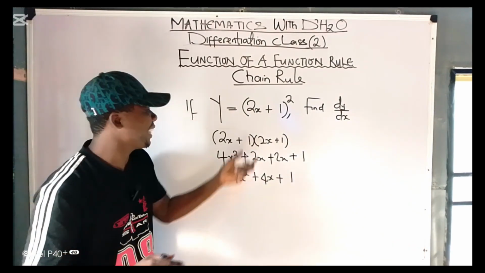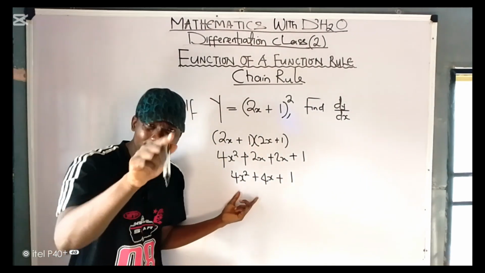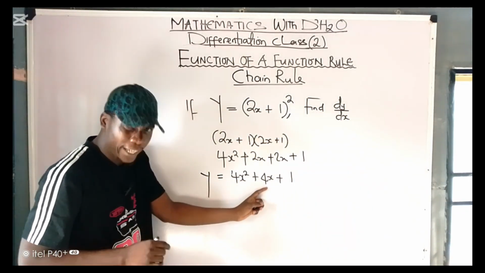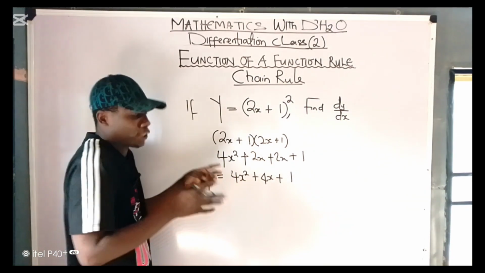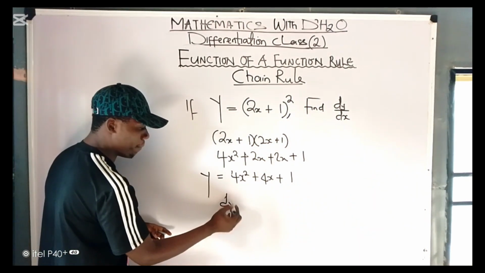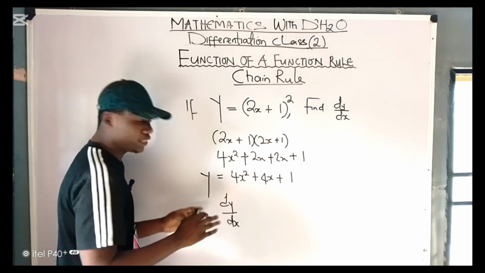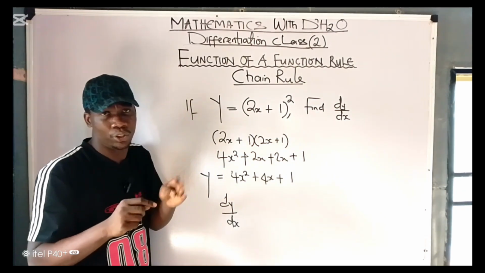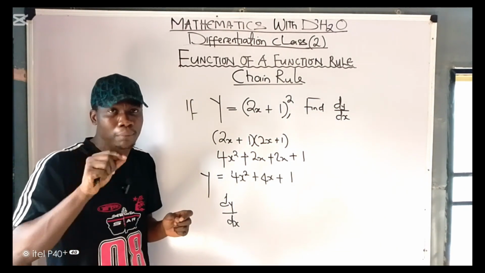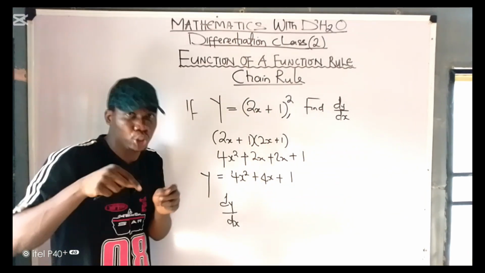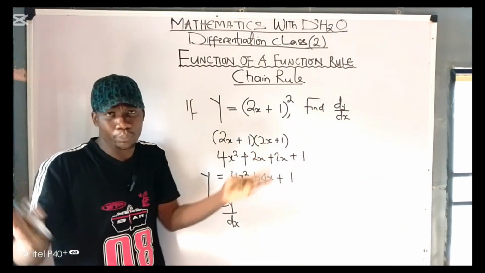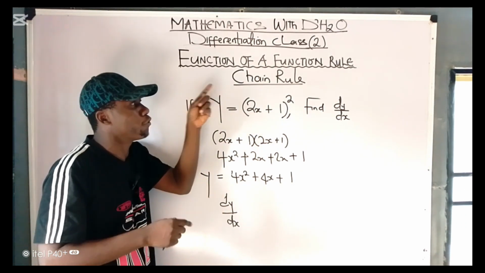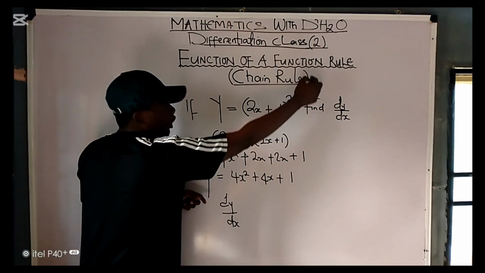Now, what did I just do? I just expanded this bracket to form this. So I can tell you that y is equal to 4x squared plus 4x plus 1. Then if I'm able to expand to this extent, I can simply get my dy over dx. Please, if you don't know how to differentiate, make sure you go back to my previous video on the general principles of differentiation. I'm going to post the link in the comment section of this video so you learn the general principles of differentiation before coming to part 2 of this video lesson, which is called function of a function rule, or what we call the chain rule.